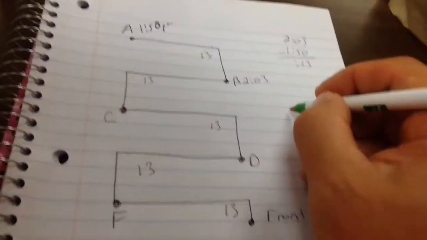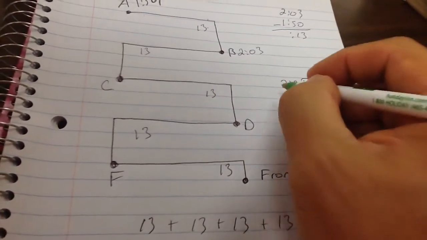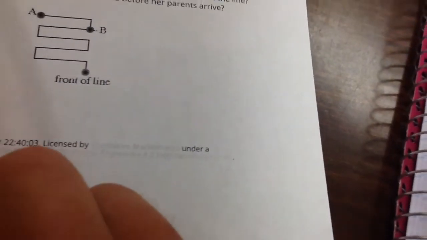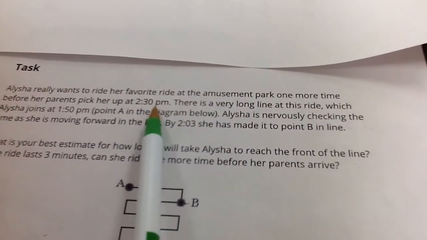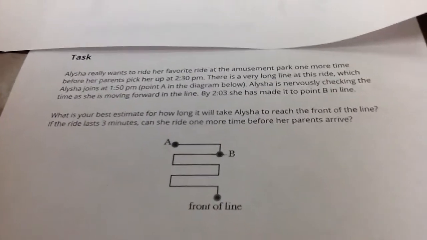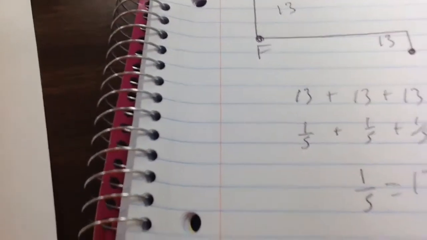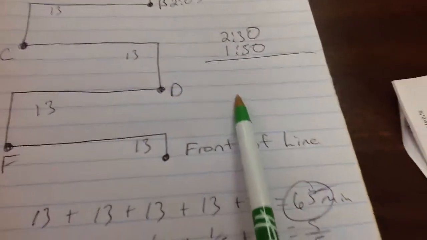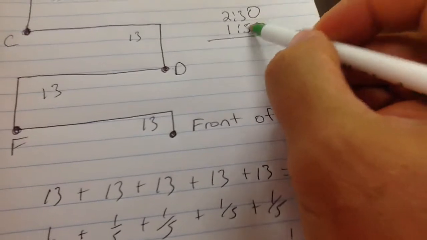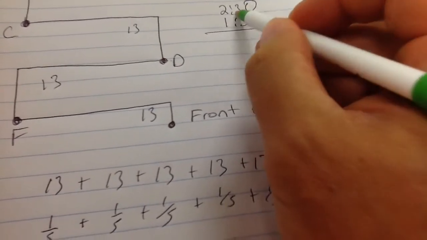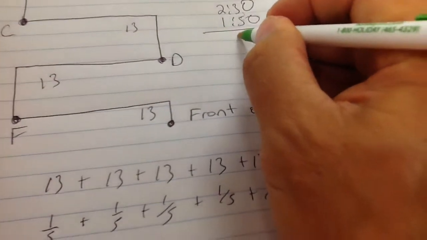So her parents are coming at 2:30. She gets in line at 1:50. The parents are coming from the beginning of the problem here somewhere, to pick her up at 2:30 p.m. So the question asks us, what is your best estimate for how long it will take Alicia to reach the front of the line? Well, we know it's going to take 65 minutes. So let's see how much time she has originally. If none of this was going on, she's got 10 minutes from 1:50 to 2 and 30 minutes from 2 to 2:30. So she's got 40 minutes to get on the ride and ride the ride.